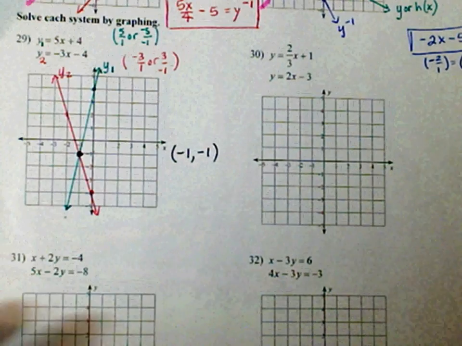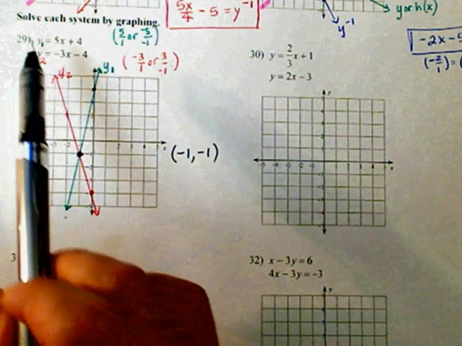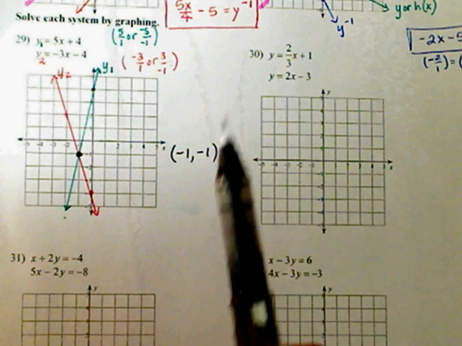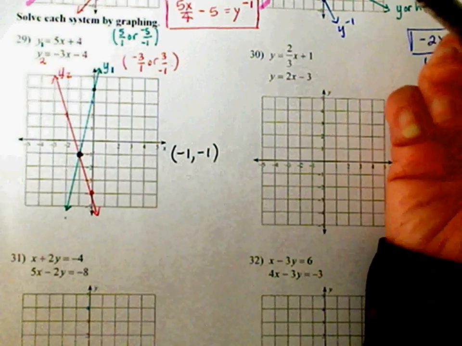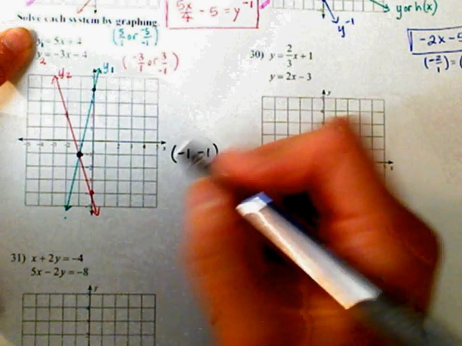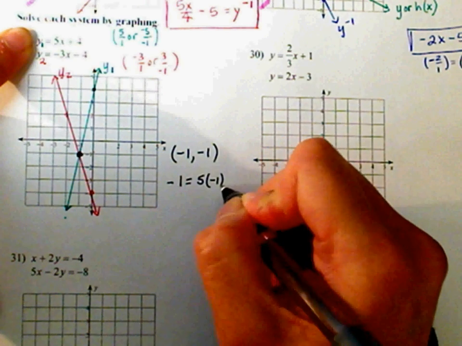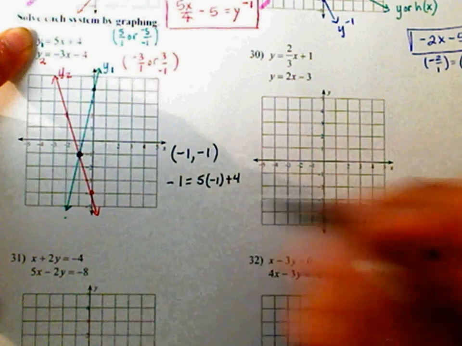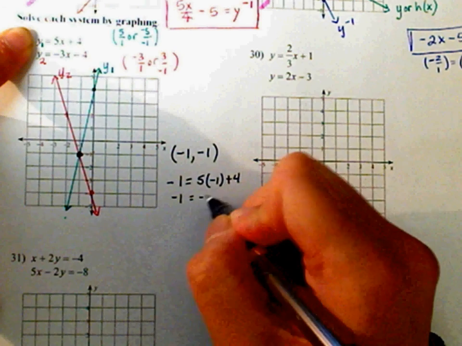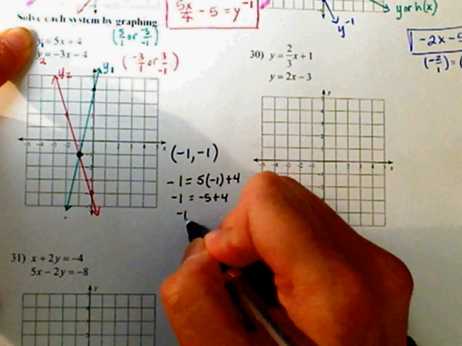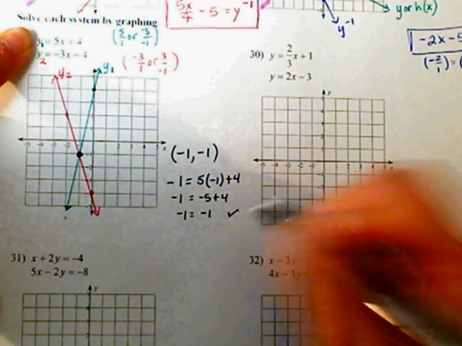So there you have that one. So negative 1, if I plug all those in, it's going to be true. For example, let's look at y1. Negative 1 is your y equals 5 times negative 1 plus 4. Let's see if that's true. Negative 1 is equal to negative 5 plus 4, so negative 1 is equal to negative 1. That is true. See it?